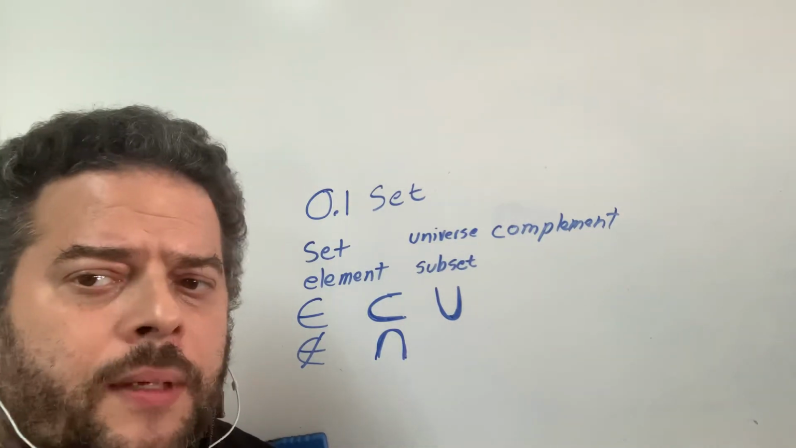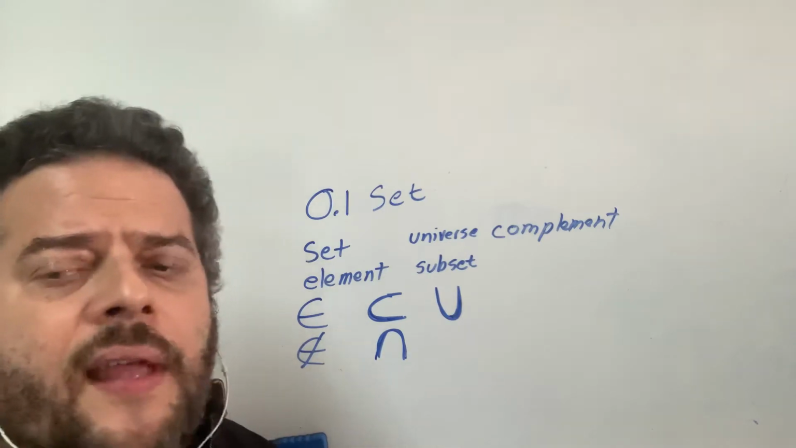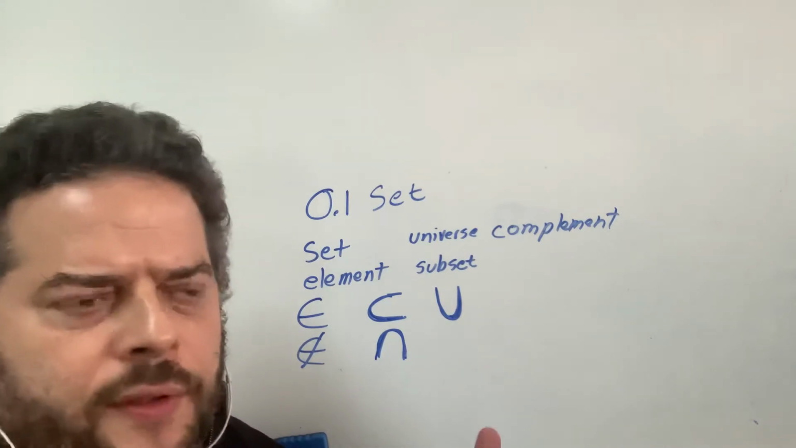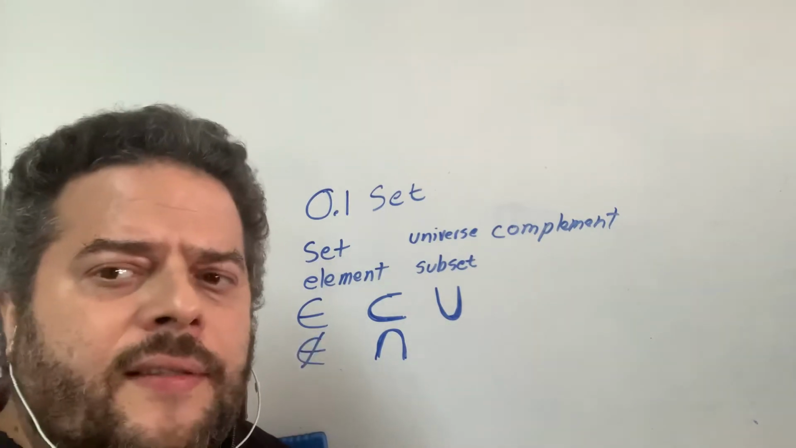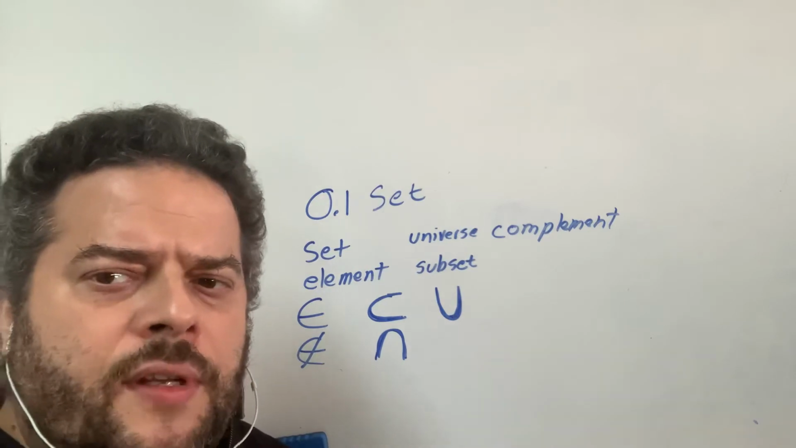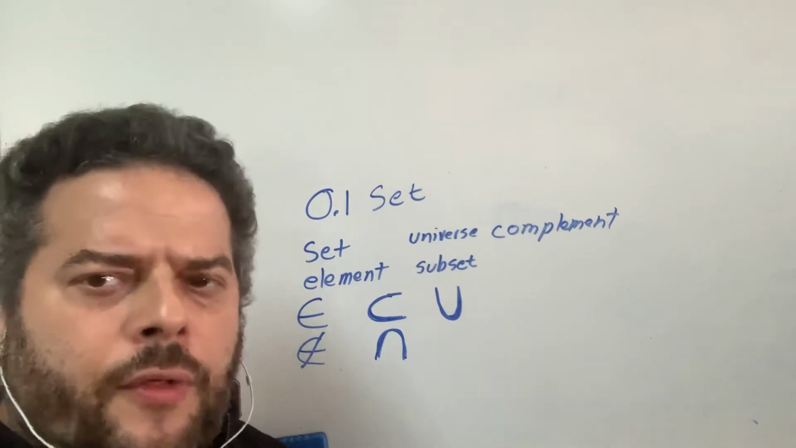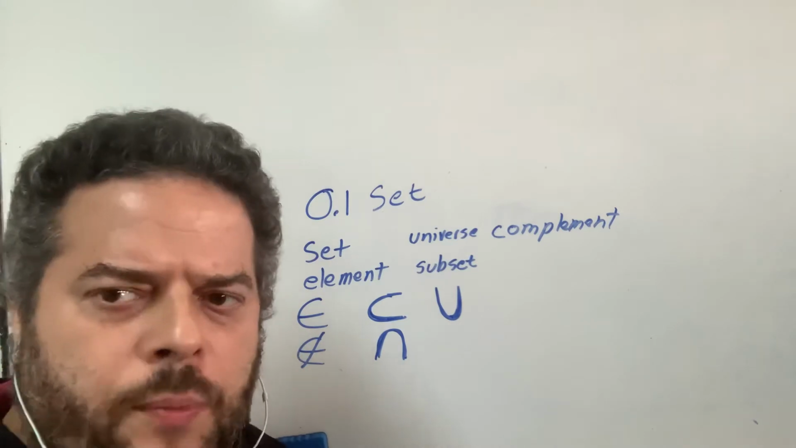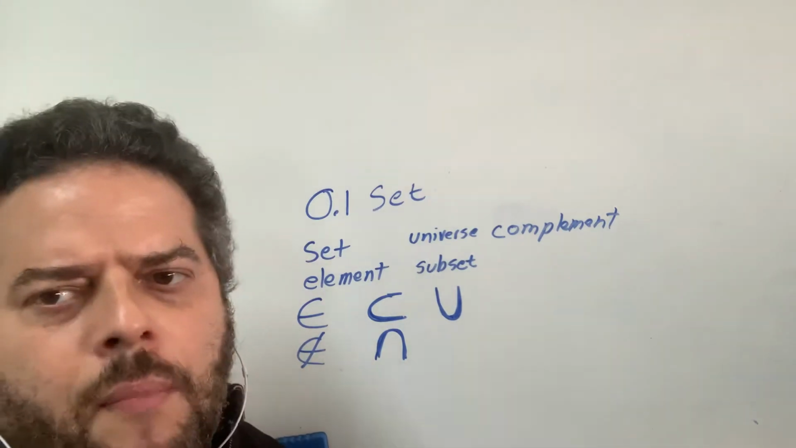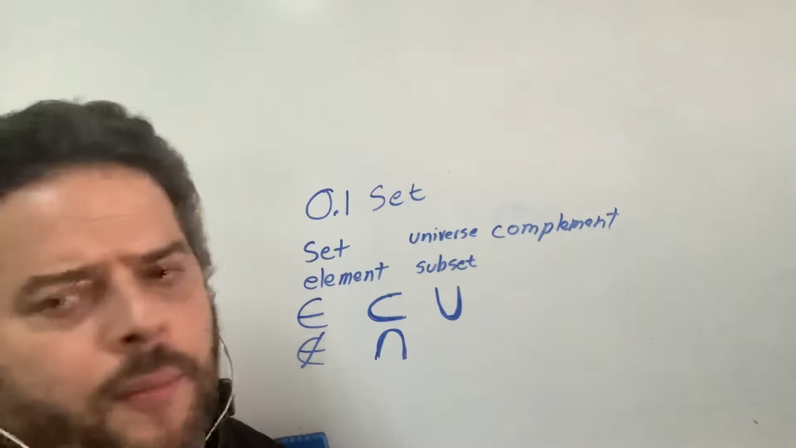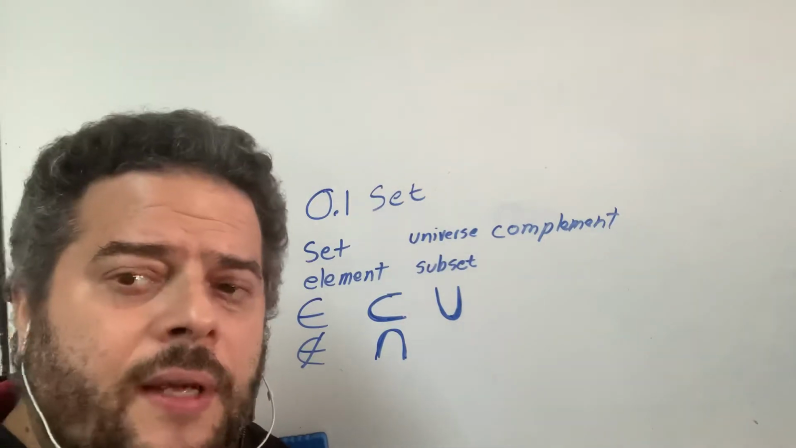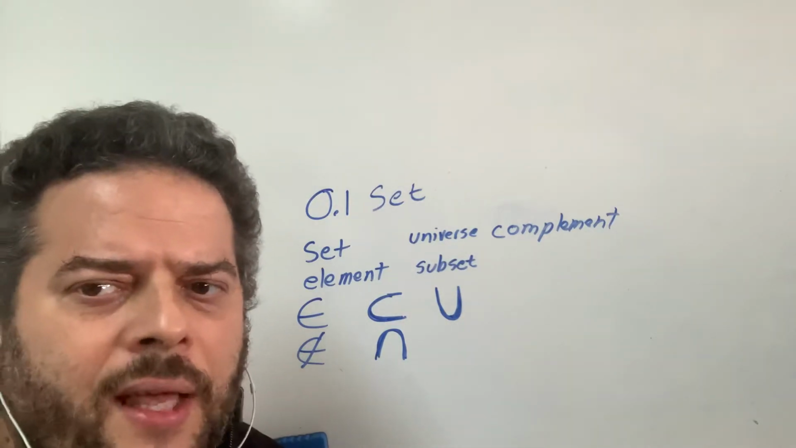A set could be the students in this class, and each student would be an element. So in this case, they're more or less related. A set could be the pages in a book, and each page would be an element. The movies in the Marvel Cinematic Universe, that could be a set. Each movie would be an element.